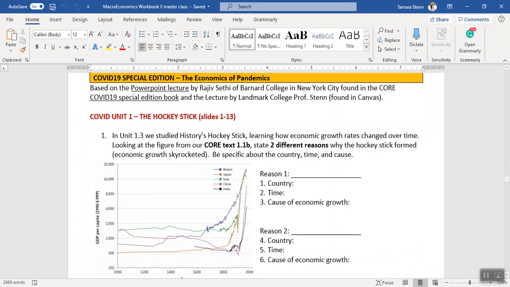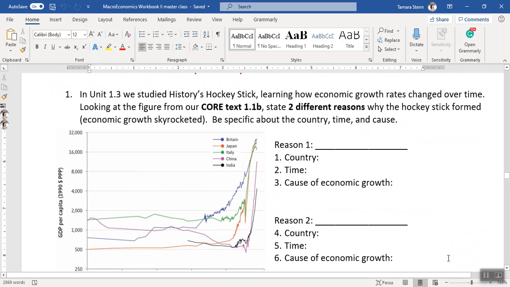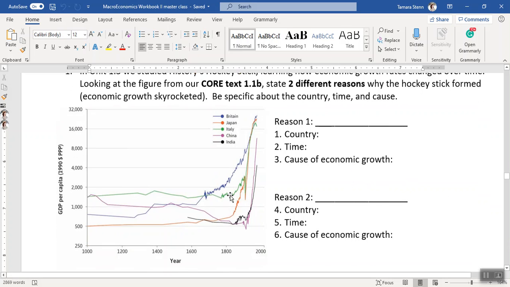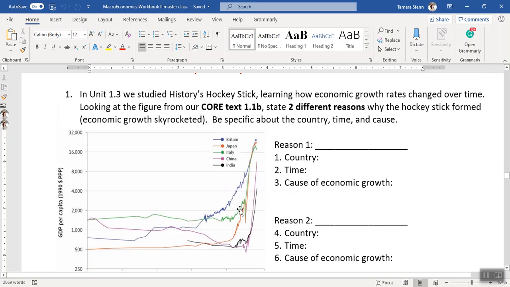The first thing that we start off with here is history's hockey stick. This comes back from our CORE 1.1b. What we want to be doing is looking at two different reasons why that hockey stick formed. In this one, we're looking at economic growth, so go back and think about how economic growth changed in this period of time.